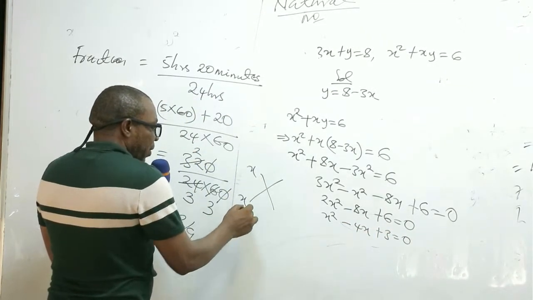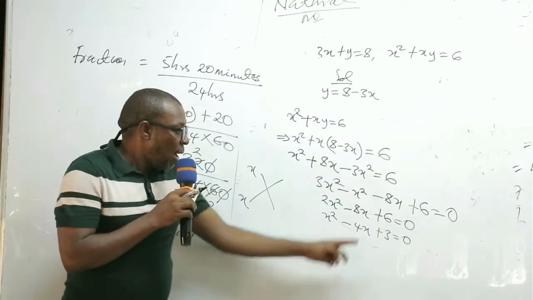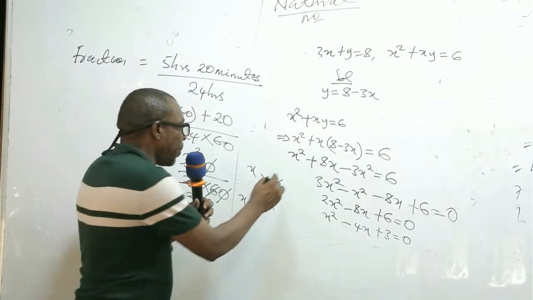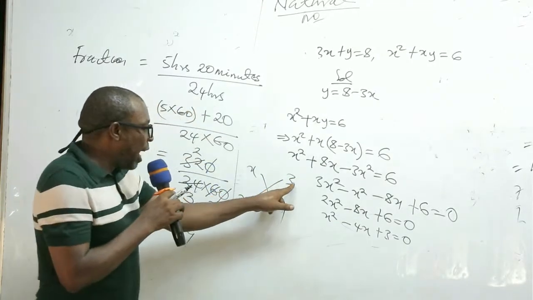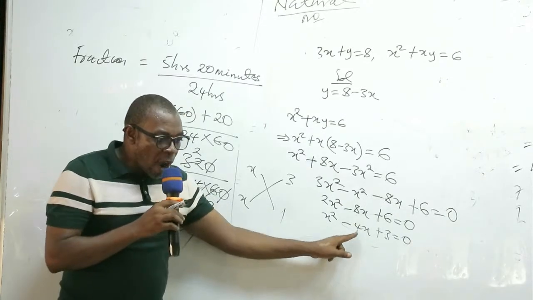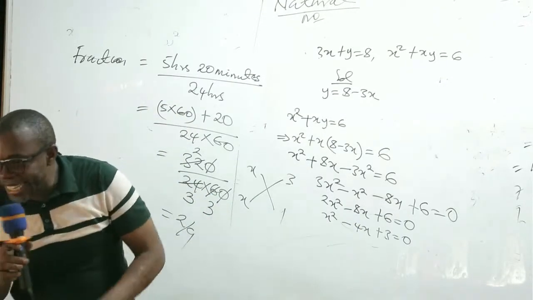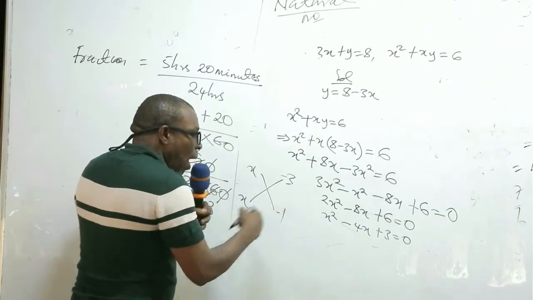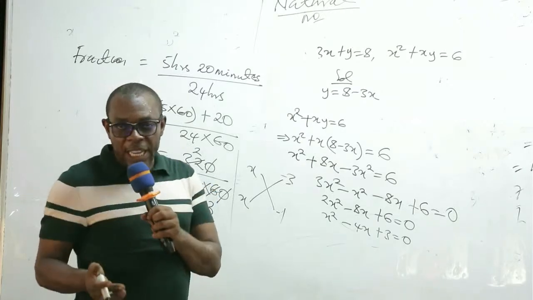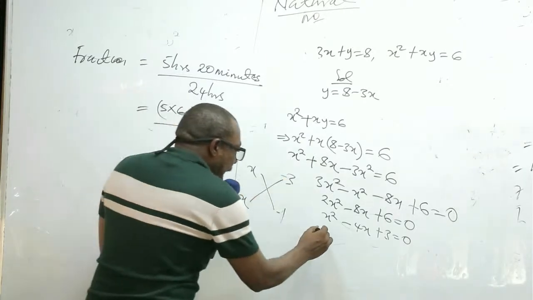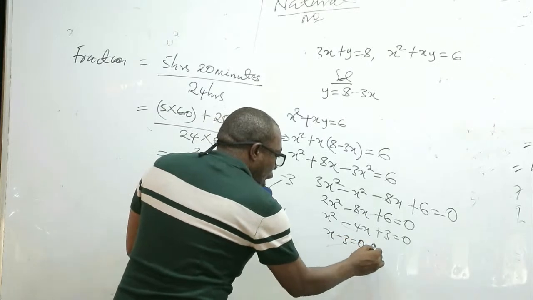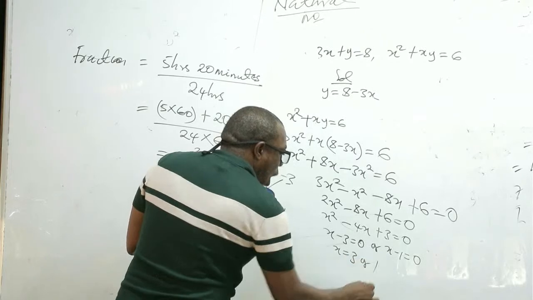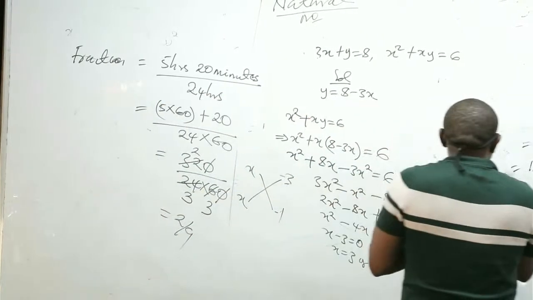x and x. Factors of 3. 3 times 1 is 3. Yes. So bring 3 and 1. 3 plus 1 is 4. Is it positive or negative? So negative. If you are an average student, you know that from here, x minus 3 equals 0 or x minus 1 equals 0. x is 3 or 1. But they said we should look for the values of y.